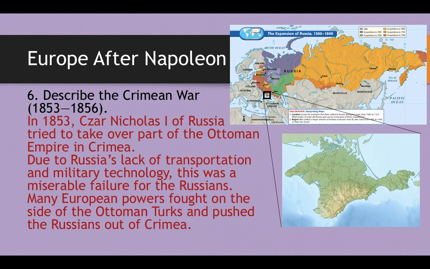So, because of Russia's lack of transportation and military technology, this was a miserable failure for the Russians. They did not have advanced and sophisticated weapons like the Ottoman Turks did and the countries who defended the Ottoman Turks. They were completely behind, they were ill prepared for this battle. They were kind of living in the wrong century.